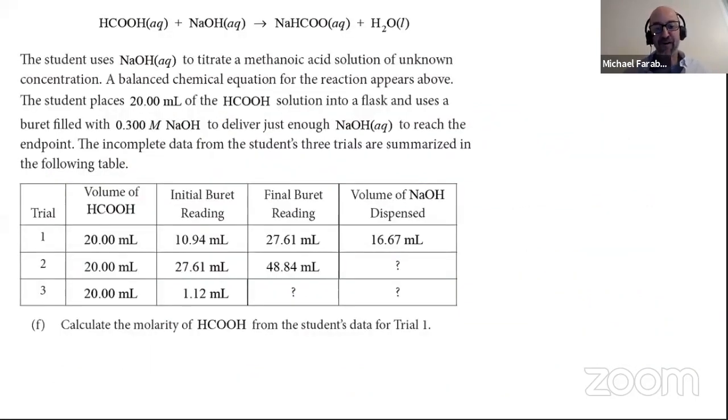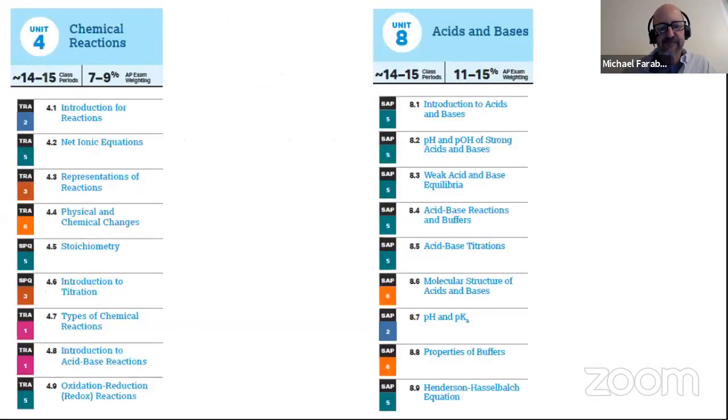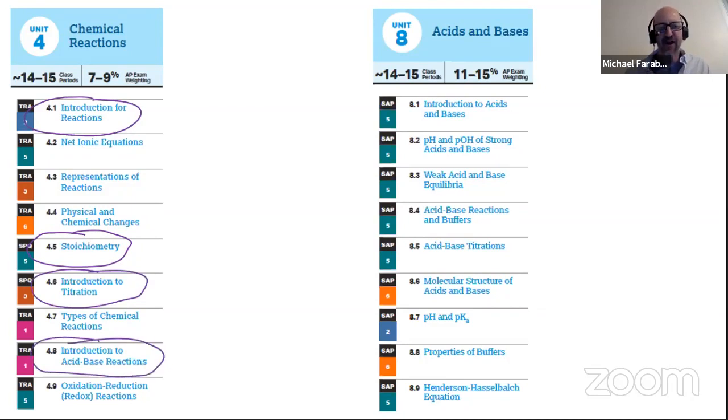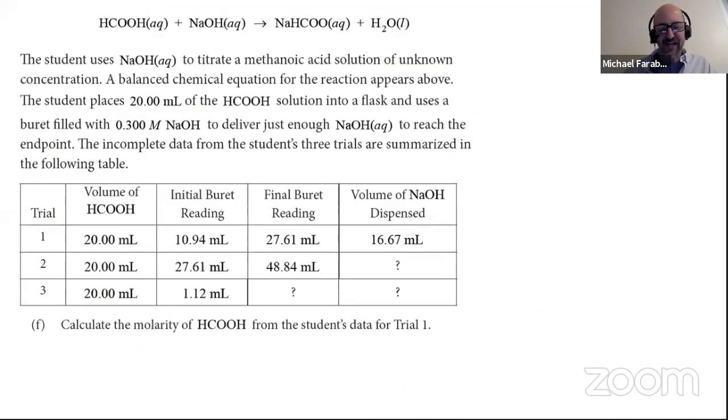So again, some misconceptions there. All right, now I want to make a very important point about this next part because of something I saw on one of the students' responses. Okay, we're looking at a titration experiment. In Unit 4, we have things like stoichiometry, reactions, titration, acid-base reactions. All of this is fair game for a question like this, okay?